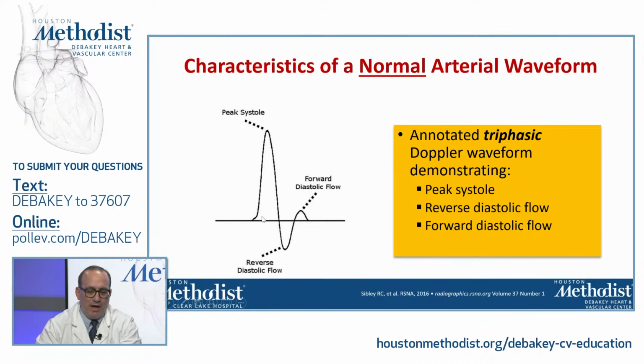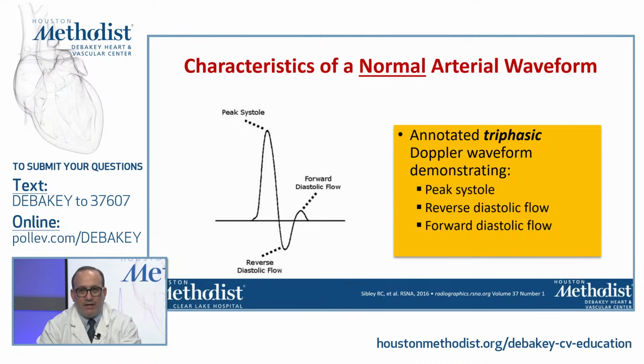So as such, we're going to have, I would call it, three peaks or three spikes: a peak systolic antegrade flow, a reverse or retrograde diastolic flow, and a third forward diastolic flow. This is called a triphasic waveform.